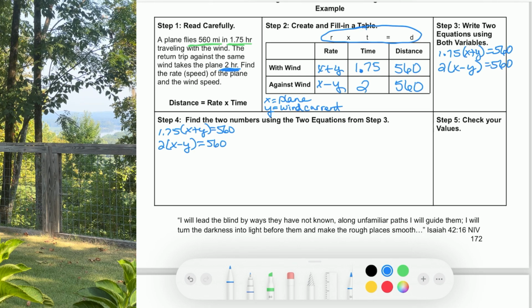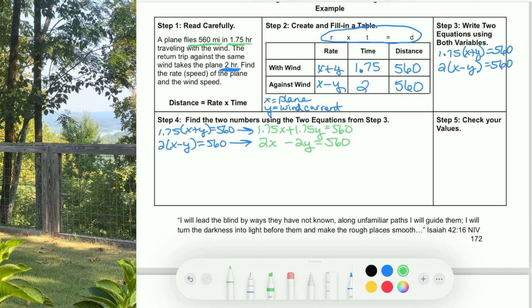All right, before I decide what I want to do with these, the first thing I'm going to do is go ahead and distribute. So I'm just going to draw an arrow over here, and we're going to distribute both of these. So I end up with 1.75x plus 1.75y equals 560. I end up with 2x minus 2y equals 560. All right, this one, I think elimination is going to be the simplest way to solve it because trying to isolate a variable would probably give us fractions. We already have decimals. I don't want to deal with fractions too on top of that.